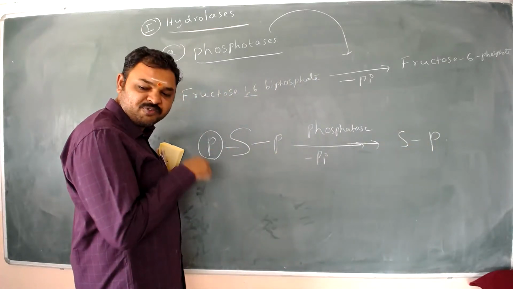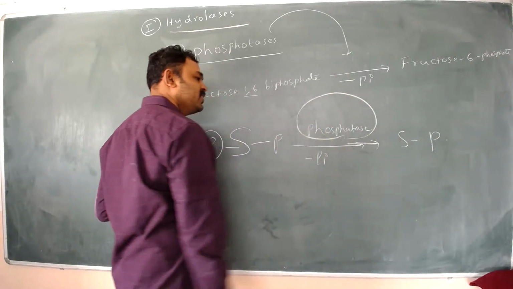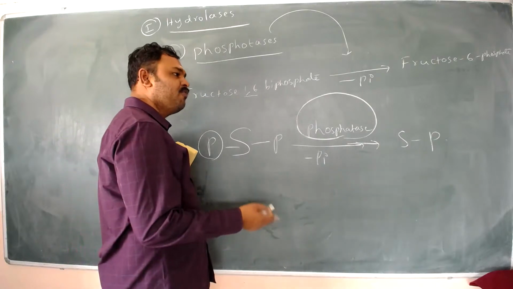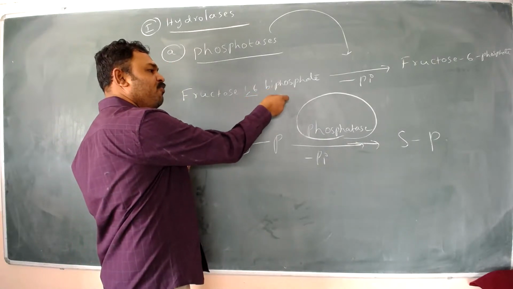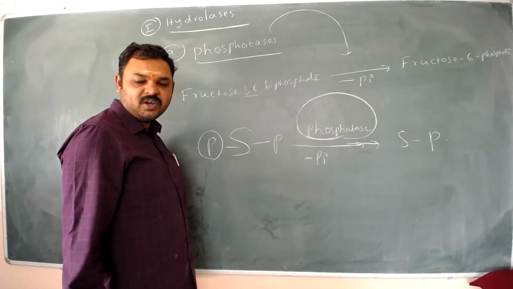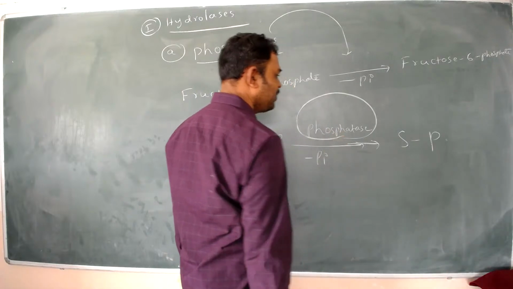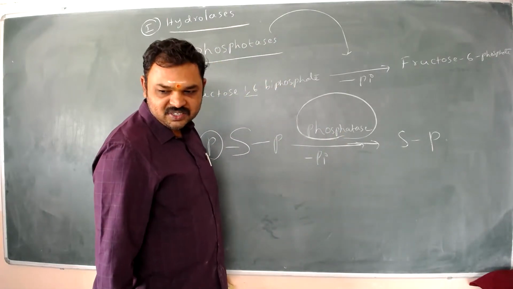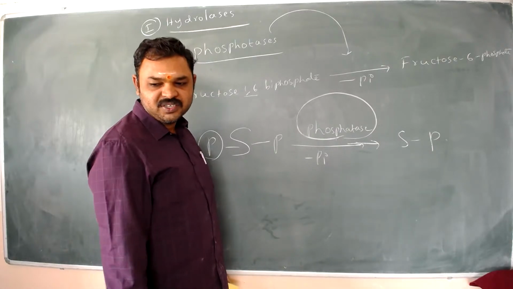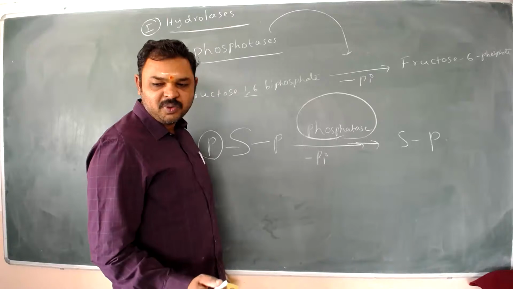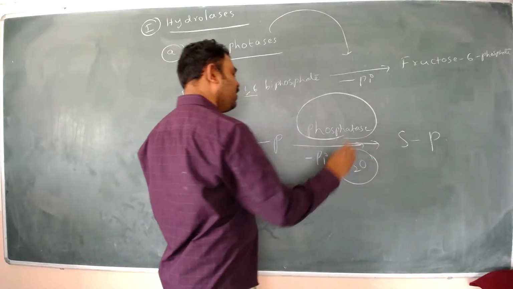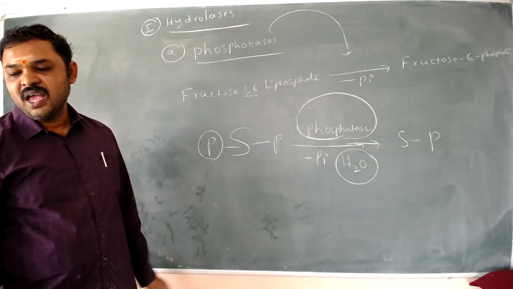To remove a phosphate from a substance, what is the enzyme involved here? Phosphatase is involved. An example is fructose 1,6 biphosphate, for which the enzyme is called phosphofructophosphatase. Pseudoheptulose diphosphate, from this also phosphate is removed by phosphatases. Anyway, whenever phosphate is removed from a substance, phosphatase is working. But what is the medium here? Water. It is done in the presence of water. Henceforth, it is called a hydrolase.